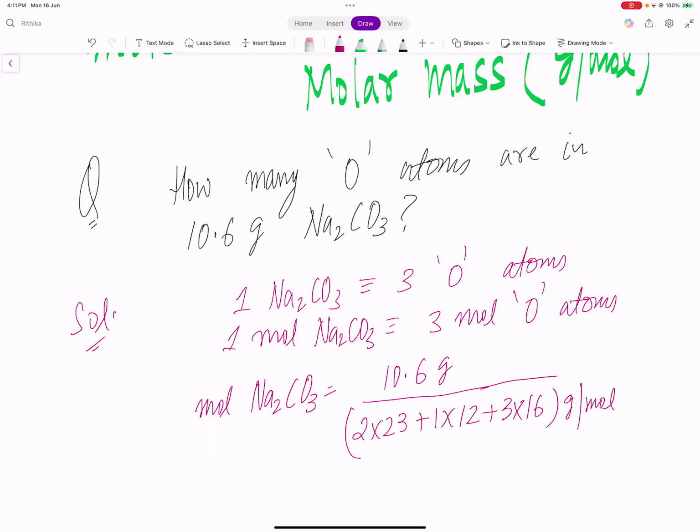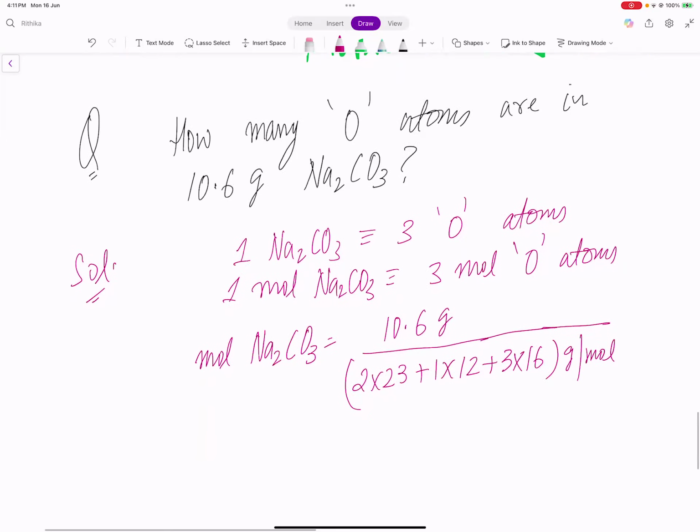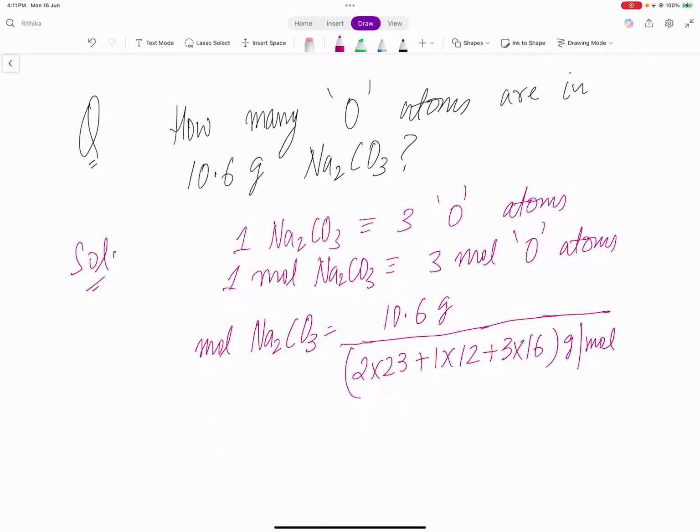Okay. So you just learned the values of them? It is given also. The masses are given. Are they given in the exam? They're not given here, they'll be given. So molar mass of sodium is 23, carbon is 12, and oxygen is 16. Got it? One second, sir.